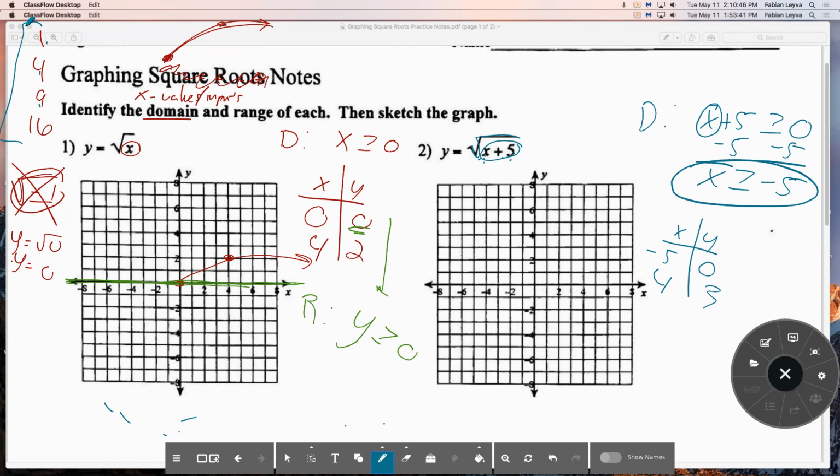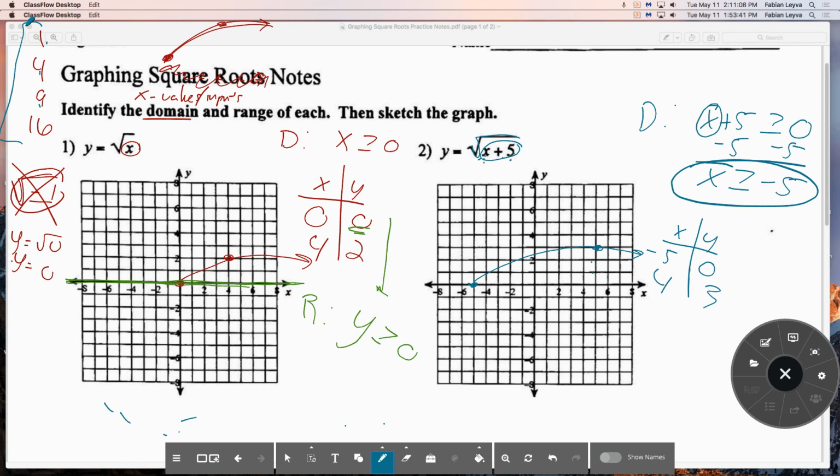Negative 5 and 0 is right over here. 4 and 3 is going to be way over here. Now remember your general shape of a square root. It's going to be half of that parabola, so make sure you have that little curve. Of course, I'm not going to be too nitpicky about it as long as I see that general curve there.